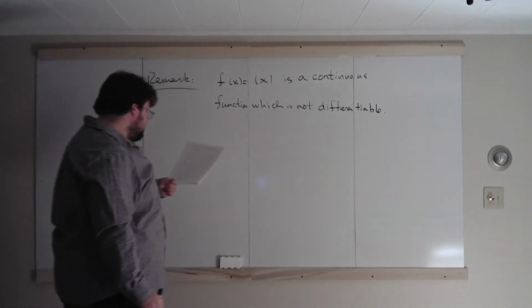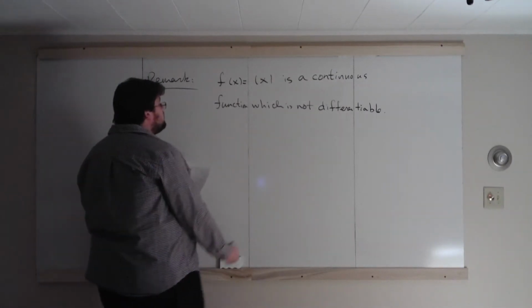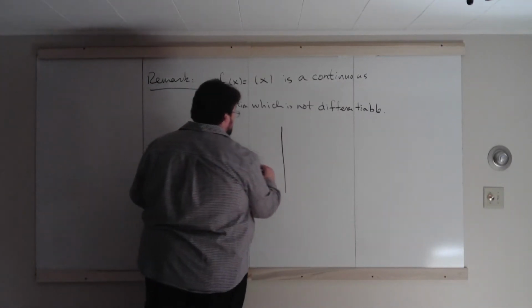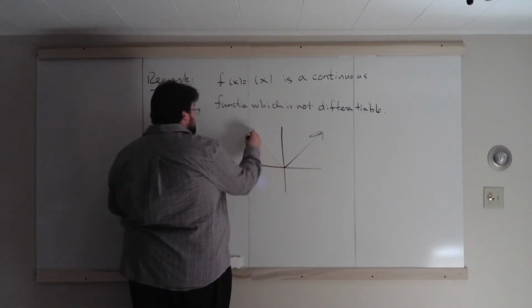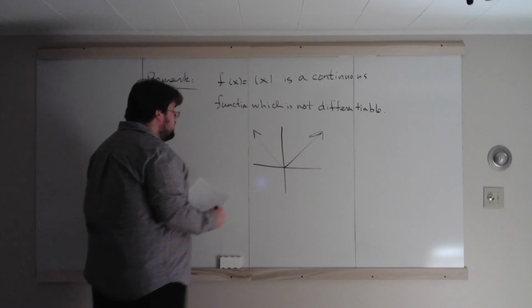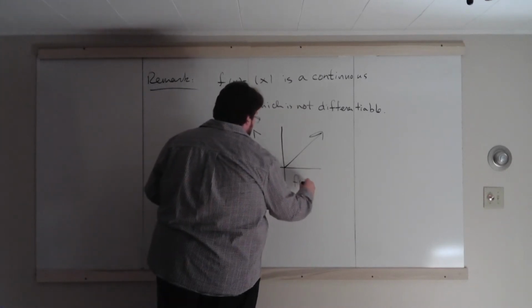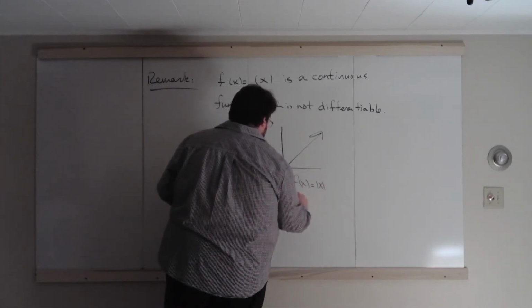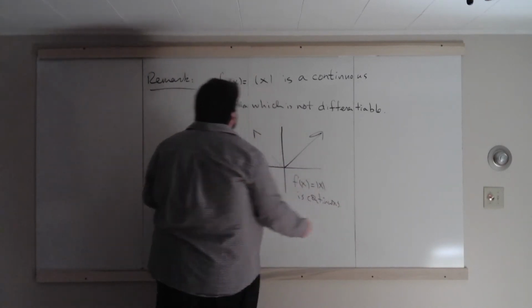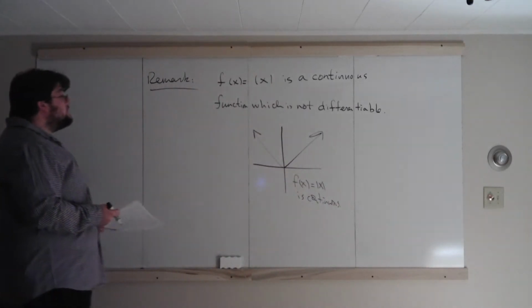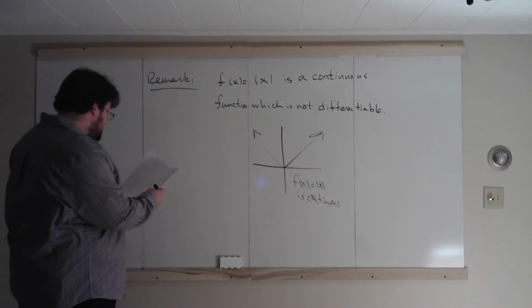Why is it a continuous function? Well, what does the absolute value of x look like? Looks like that, and it looks like that. So you can draw that without lifting your writing utensil. So it is continuous. So this function provides a counterexample to the previous theorem's converse.